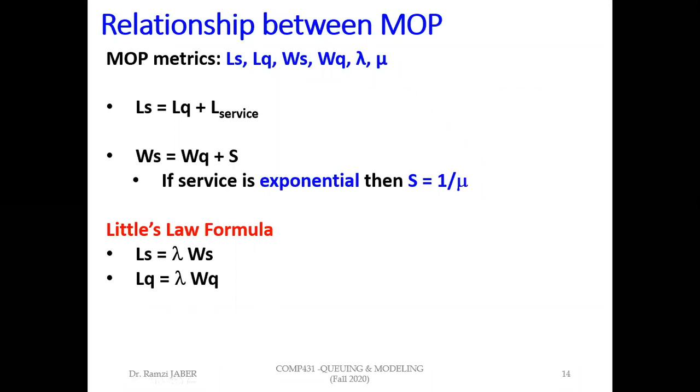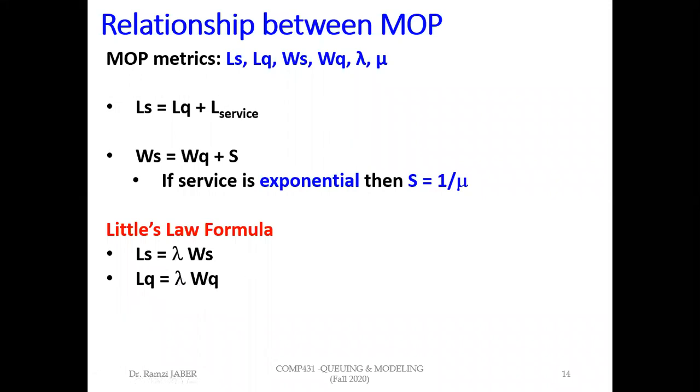And we have another formula, Little's law formula. Little's formula gives us the relation between the number of customers and the average waiting time of the customers. So LS equals lambda WS, and LQ equals lambda WQ. The number of customers inside the system equals the lambda rate times the average waiting time of the system. It's the same for the queue. So Little's law concludes that LS equals lambda WS or LQ equals lambda WQ in a stable system.